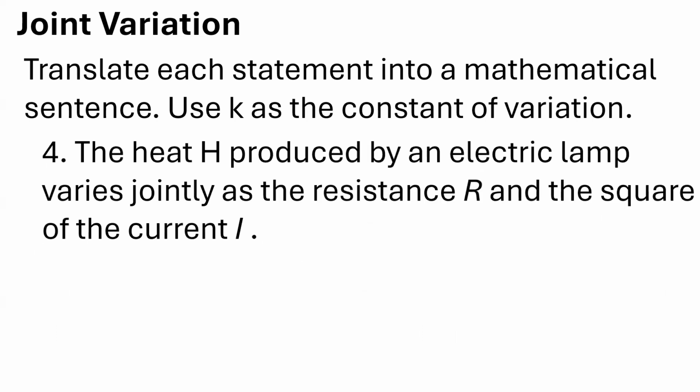Next, the heat H produced by an electric lamp varies jointly as the resistance R and the square of the current I. Meaning, H natin is our heat produced by the electric lamp. So varies jointly, alam natin that's H na mismo. Notice na yung ating square of the current I natin, meaning that is I squared. So paano na magiging equation? This is H is equal to kRI squared. Yan na mismo ang ating equation pagdating dito sa ating problem na meron tayo.